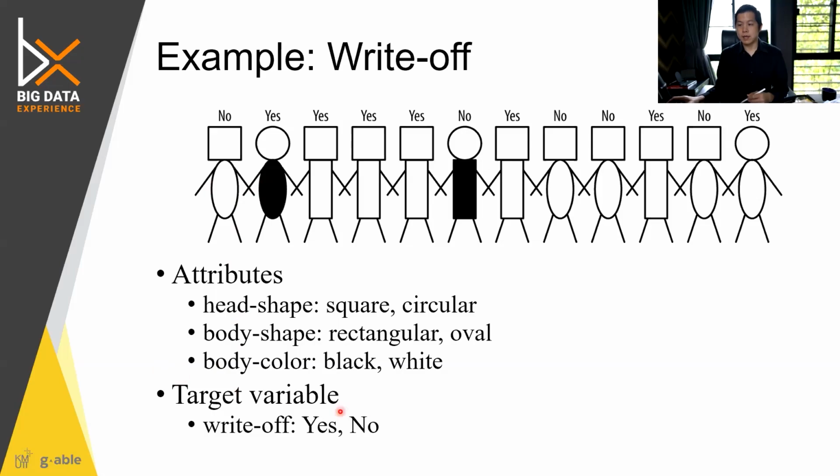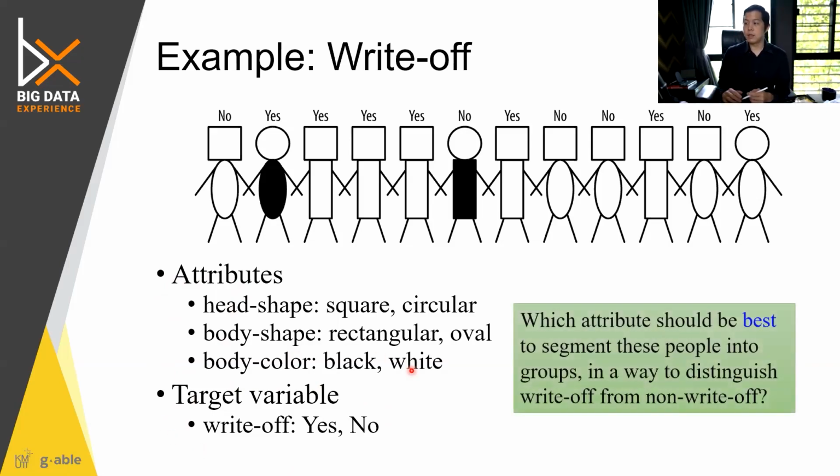and white, and the target variable can be yes and no. Now we want to know which one of these will allow us to make prediction about the target variable the best. We want to find which attribute would be best to segment the people into groups, and those groups would allow us to distinguish write-off from non-write-off.